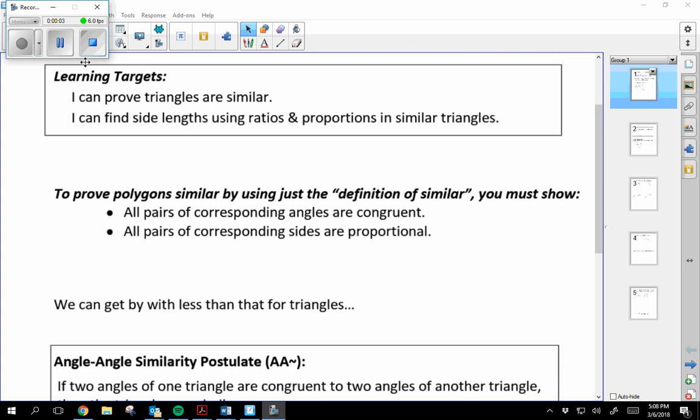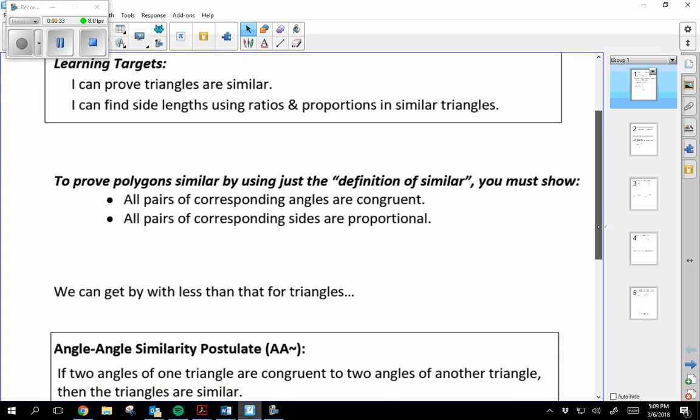In lesson 7-2 on Wednesday, we learned about what it meant for two figures to be similar. Similar figures are figures that are the same shape, but their corresponding sides are proportional and their corresponding angles are all congruent. We also talked about how in order to prove whether or not two figures are similar, we have to check all of those corresponding sides and all of those corresponding angles.